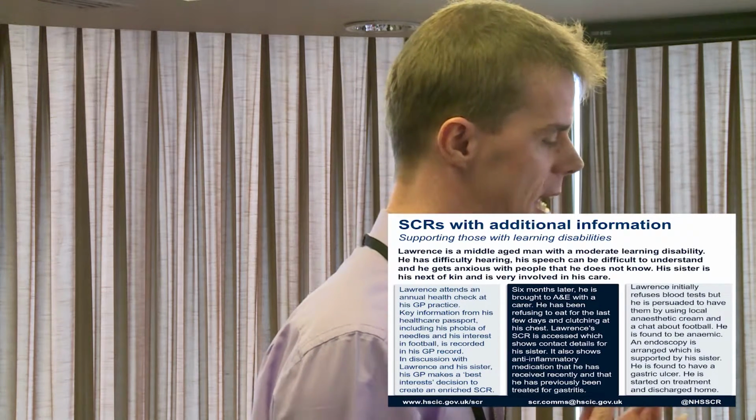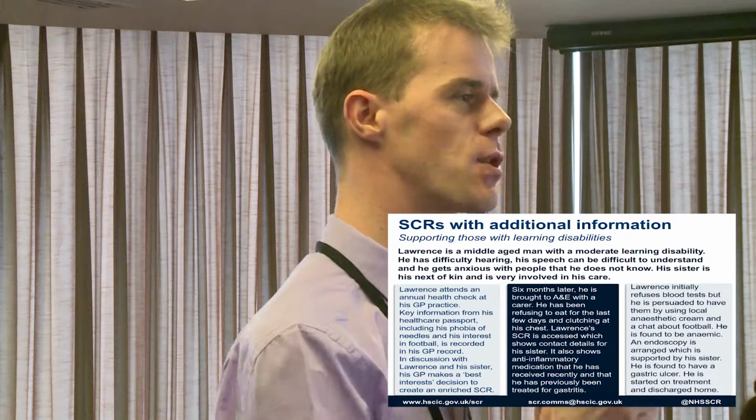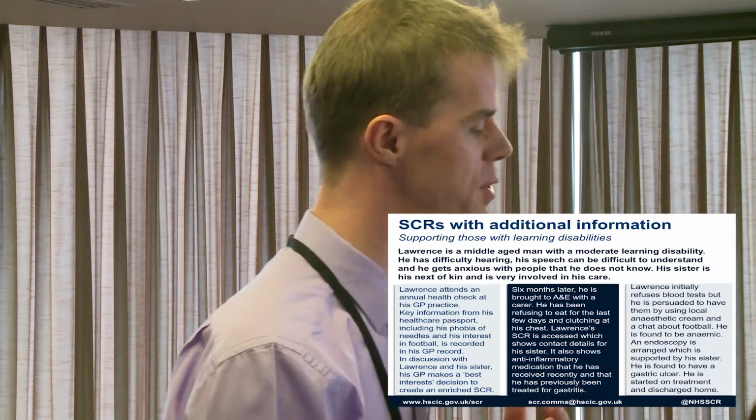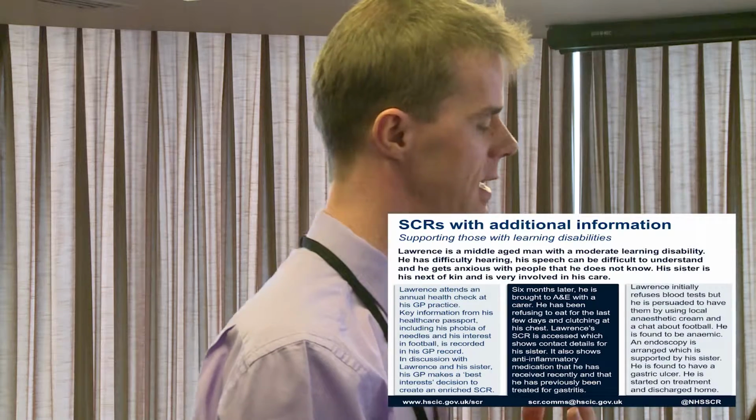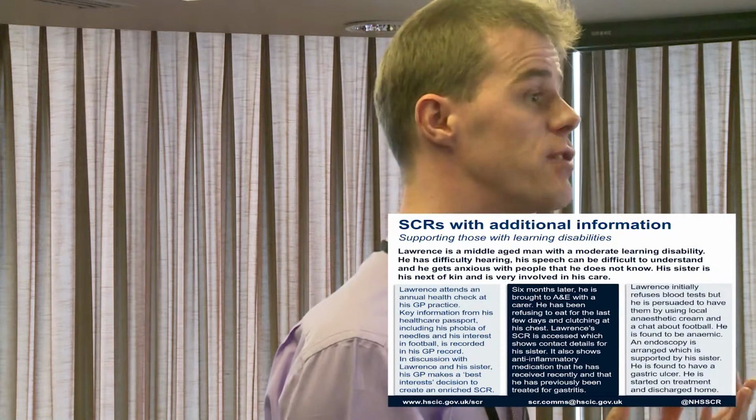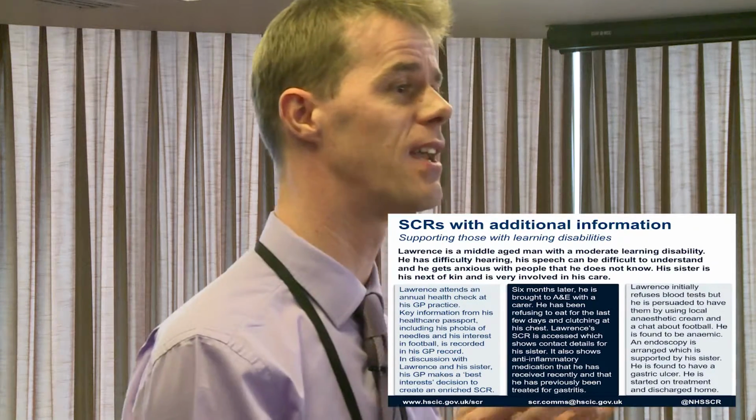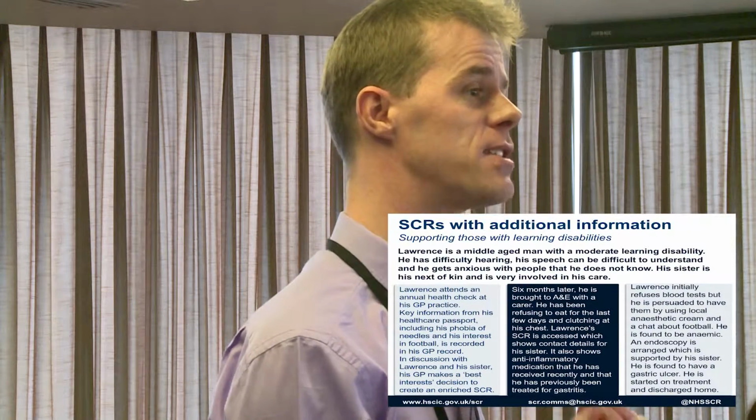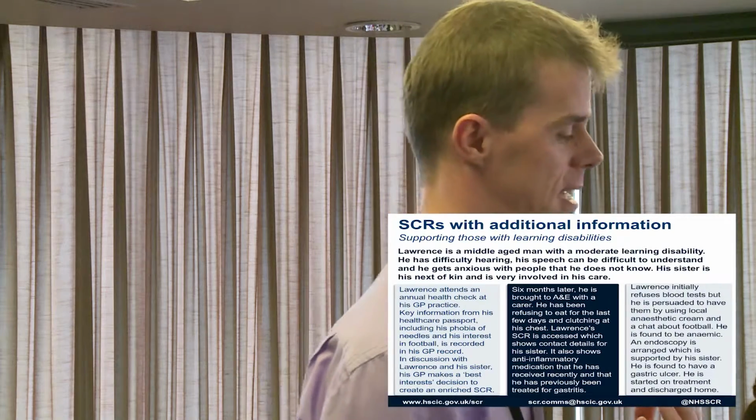His SCR is accessed, which shows contact details for his sister, so we're doing something about signposting there. It also shows anti-inflammatory medication that he's received recently and that he's been previously treated for gastritis. So it points to a diagnosis, it points to a causative agent. And this is pretty simple information that can be easily included within the SCR.